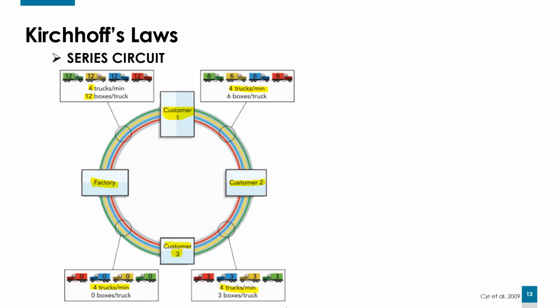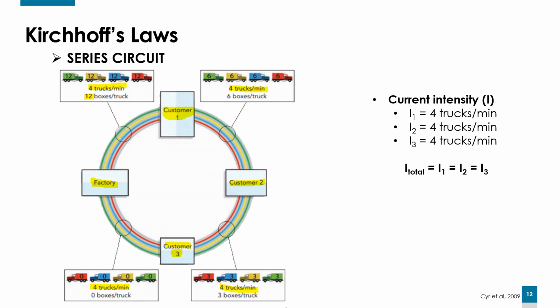What didn't change here? In this series circuit, I didn't change the number of trucks per minute, or my current intensity, because my velocity is the same, trucks per minute. What's my current, or the number of trucks per minute, at the first customer? 4 trucks per minute. At the second customer, also 4 trucks per minute. At the third one, also 4 trucks per minute. So what do I conclude? The current intensity is the same in the whole circuit.